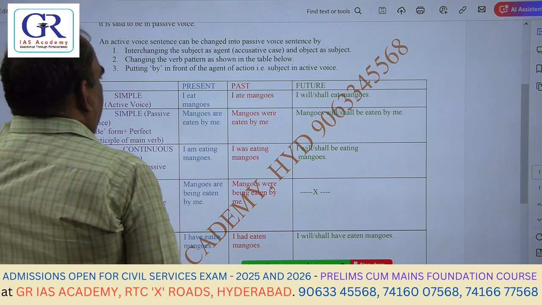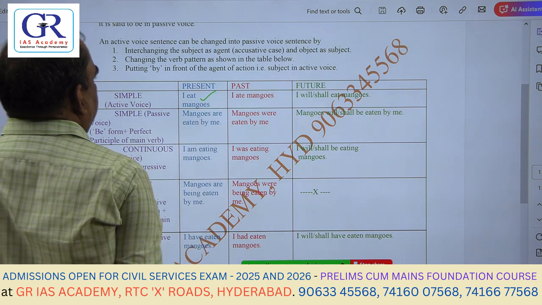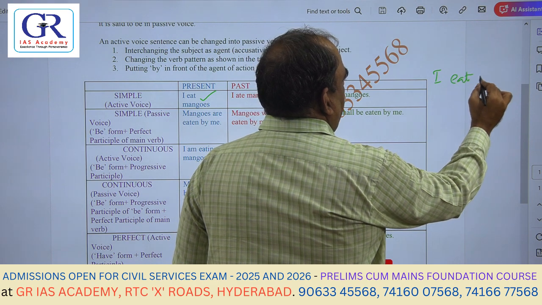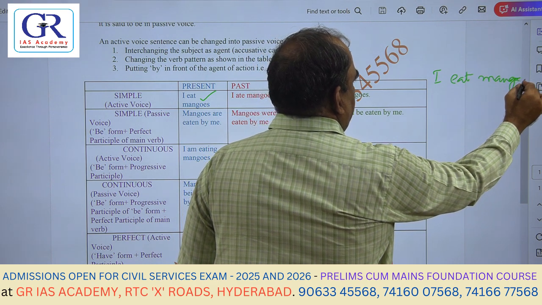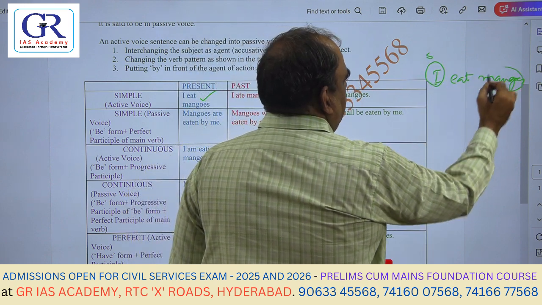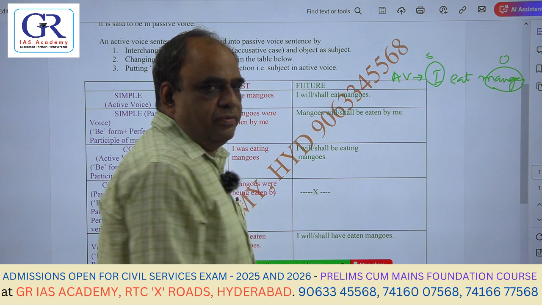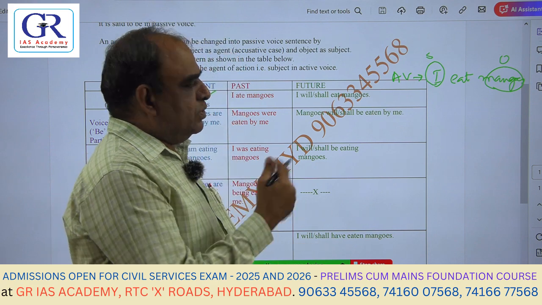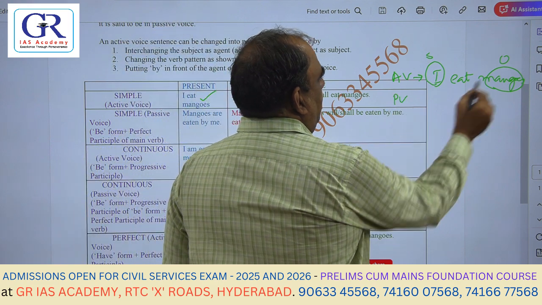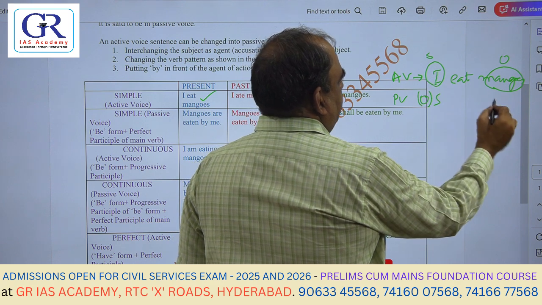First sentence I will take: I eat mangoes. What is the subject? I. What is the object? Mangoes. So this is active voice. Now I am changing it into passive voice. How will it become passive voice? The object will become the subject, and the subject will become the object.